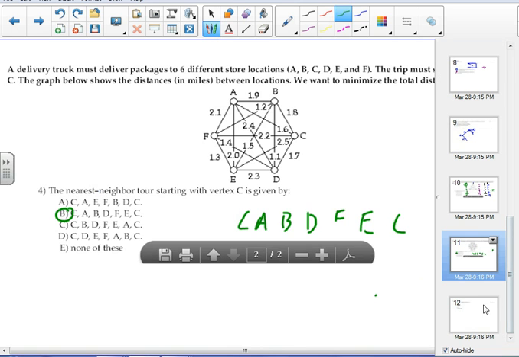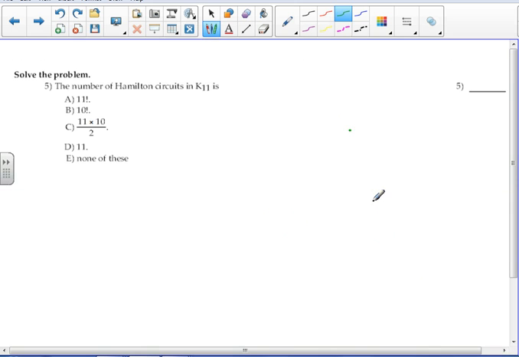All right. Last problem. Hamilton circuit has K11. That means I have 11 vertexes: 1, 2, 3, 4, 5, 6, 7, 8, 9, 10, 11 vertexes. And I have an edge going to every vertex. And we want to know how many different circuits there are.